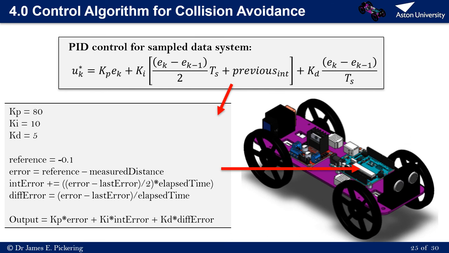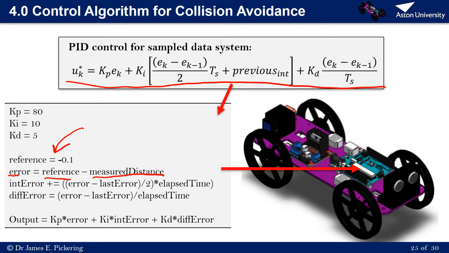So if we're looking at this equation here, the sample data system that we've just derived for the proportional integral derivative, I'm going to quickly show you how this would look in terms of code. So if I go here, you can see I've specified the reference. The reference is equal to minus 0.1. The error is just the reference take away the measured distance.